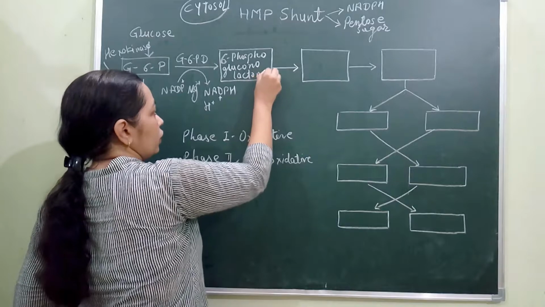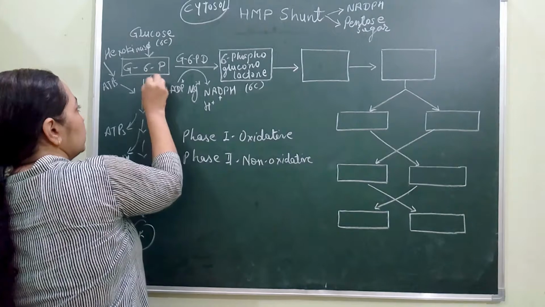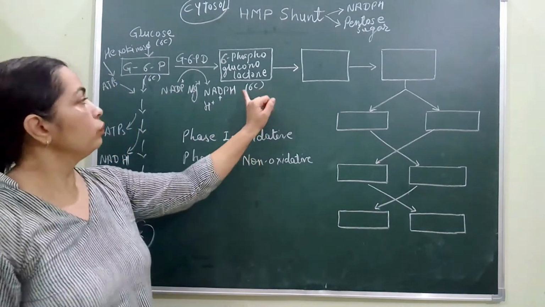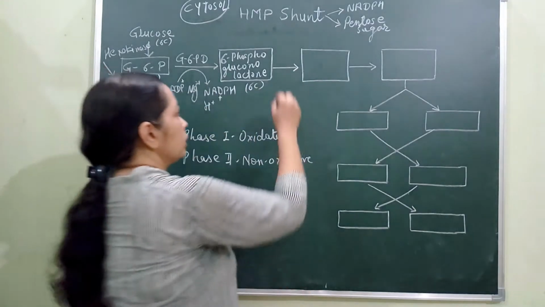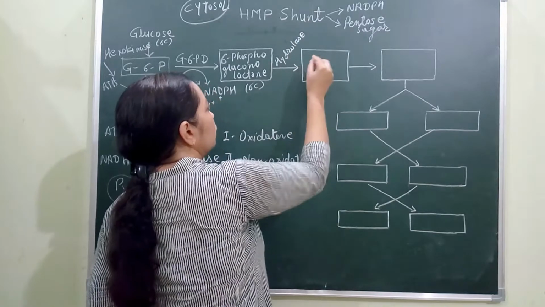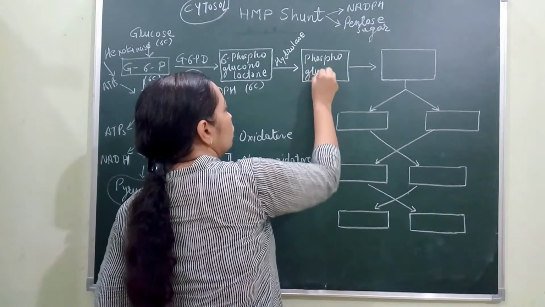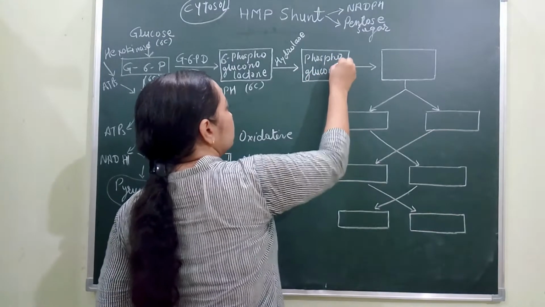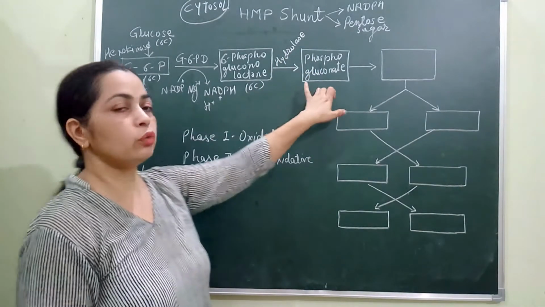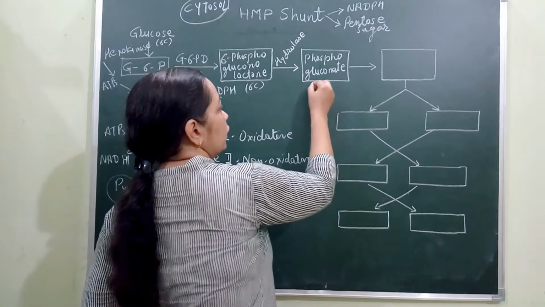6-phosphogluconolactone, which is a 6-carbon moiety. The previous two are also 6-carbon compounds. Now this 6-phosphogluconolactone further gets hydrolyzed in the presence of a hydrolase enzyme, phosphogluconolactonase, to produce phosphogluconate. Now this phosphogluconate is again a 6-carbon moiety.